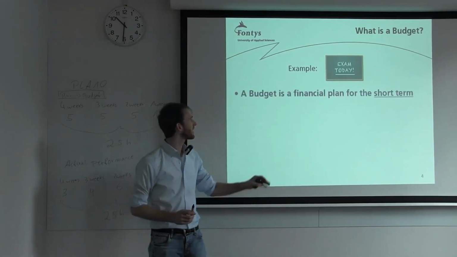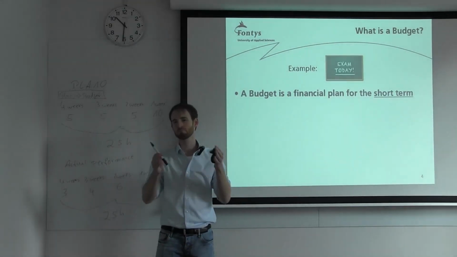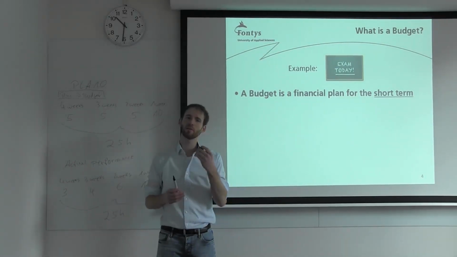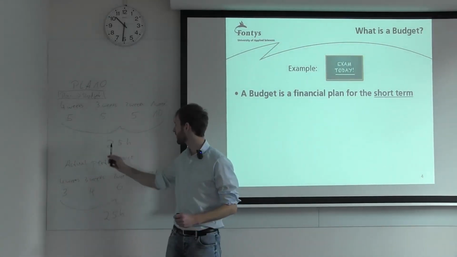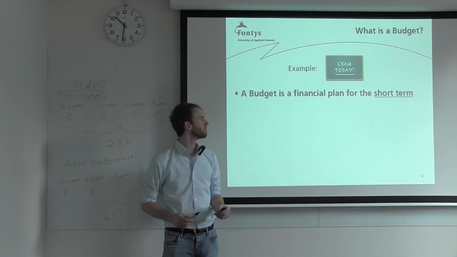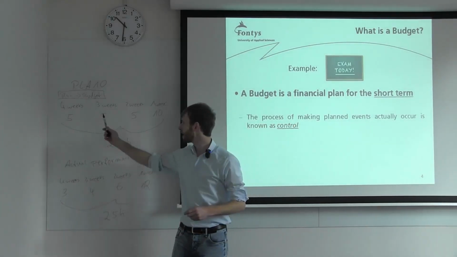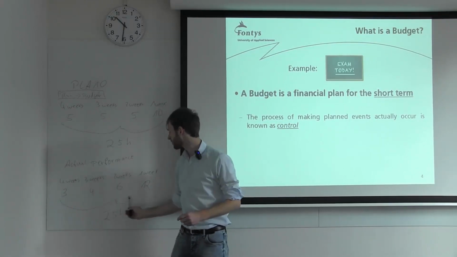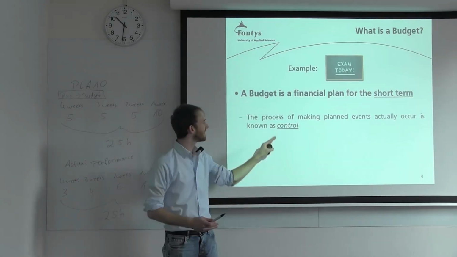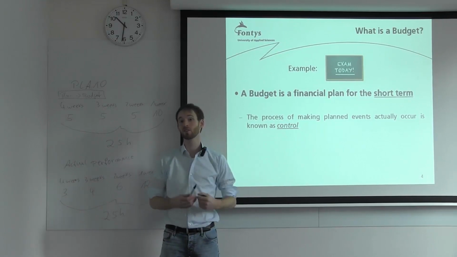So what we can actually say is that a budget is a financial plan for the short term. And short term means not more than 1 year. And, well, it's financial, but it can also be all other resources like time, labor hours that you use, money. So it's a plan for the short term. And what we just did is we looked at making a plan really happen. So we actually looked at what really happens and then we adjusted our performance. And this is called control. So the process of making planned events actually occur is control.